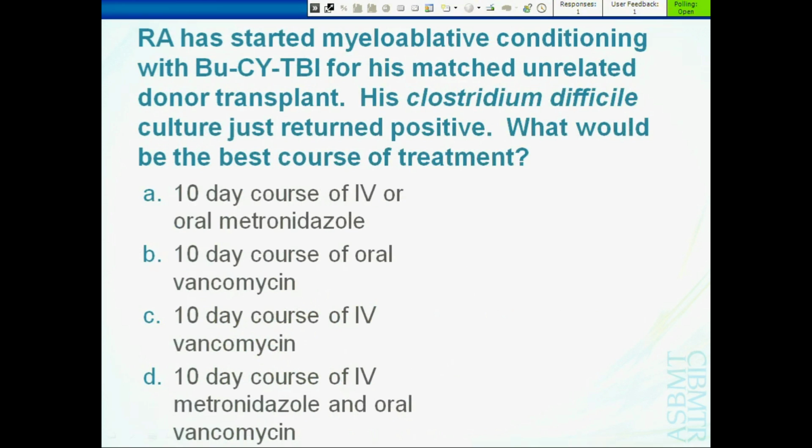So our final question of the day. RA has started myeloablative conditioning with Bu-Cy-TBI for his matched unrelated donor transplant. His Clostridium difficile culture just returned positive. What would be the best course of treatment? A, a 10-day course of IV or oral metronidazole. B, a 10-day course of oral vancomycin. C, a 10-day course of IV vancomycin. Or D, a 10-day course of IV metronidazole and oral vancomycin.